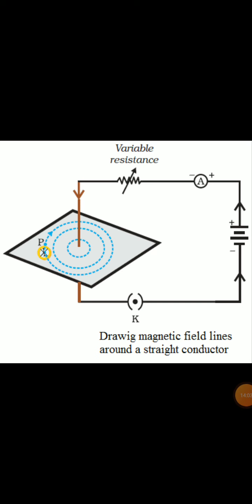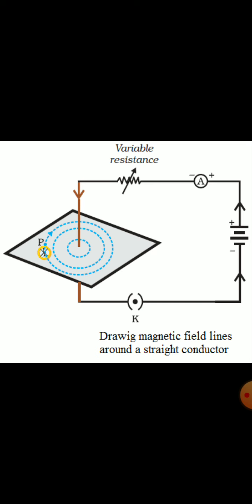Now, what happens to the deflection of the compass needle placed at the given point if the current in the copper wire is changed? If we change the current, what will happen to the compass needle? We will see that the deflection in the needle also changes. So remember, students, if the current changes, the deflection in the needle changes. If the current is increased, the deflection also increases. What is the meaning of the deflection increasing? The needle moves faster. So if the current increases, the deflection also increases.